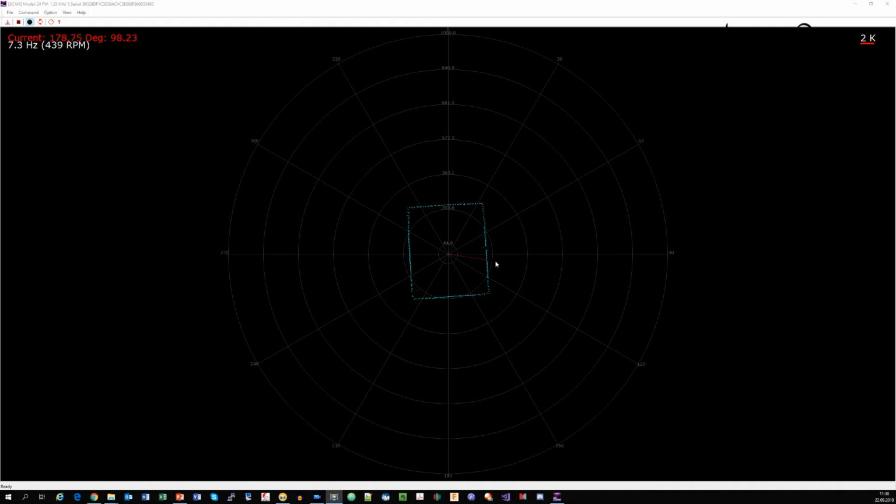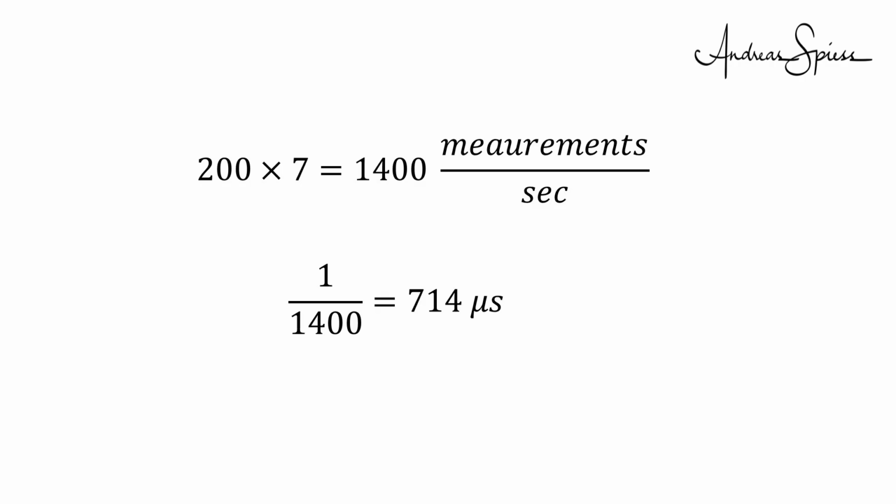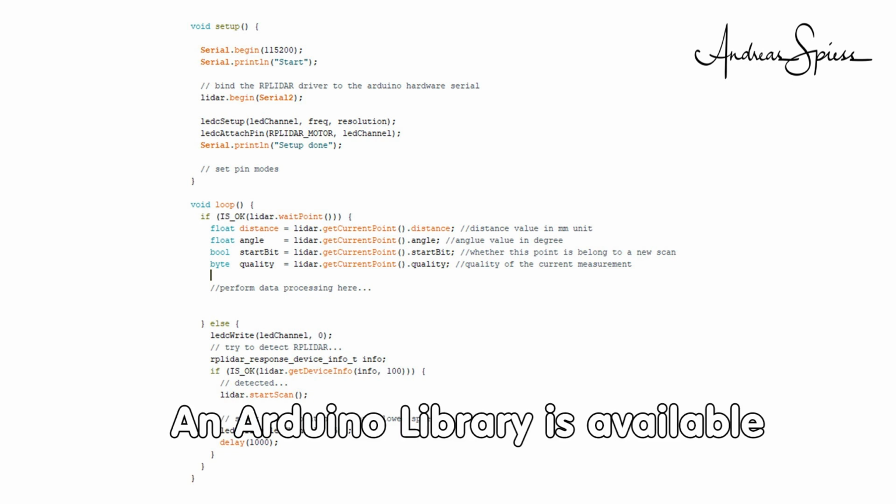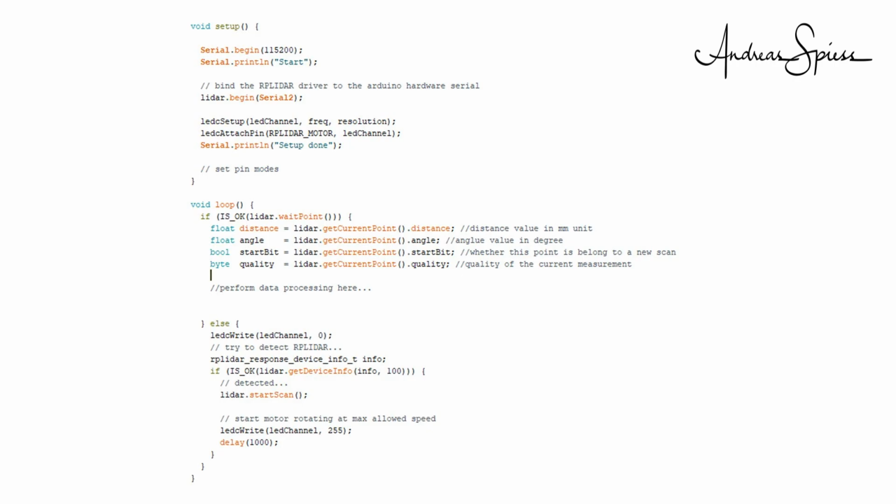You can imagine that quite a lot of data is created by this device. In standard configuration, it measures 200 points per rotation, makes 200 times 7 equals 1400 measurements per second. The time between two values, therefore, is only 700 microseconds. So the loop of your sketch must not take more than 700 microseconds, which is not a lot. An Arduino in general is too slow for that. In reality, the things are a little bit more complex.